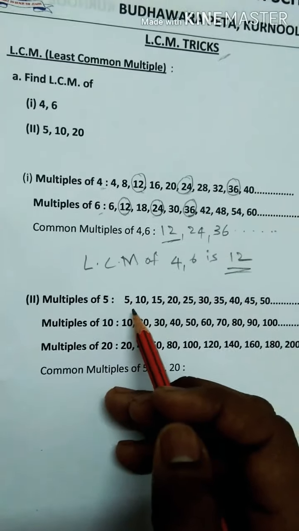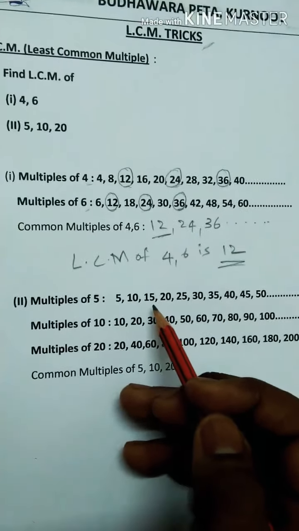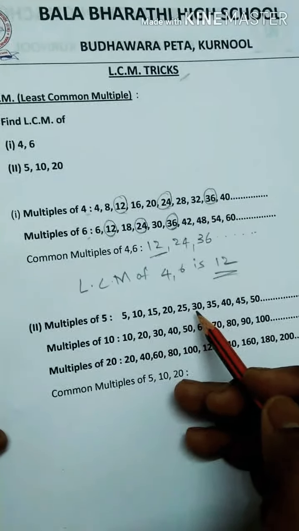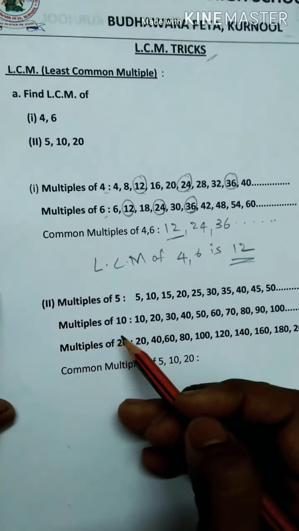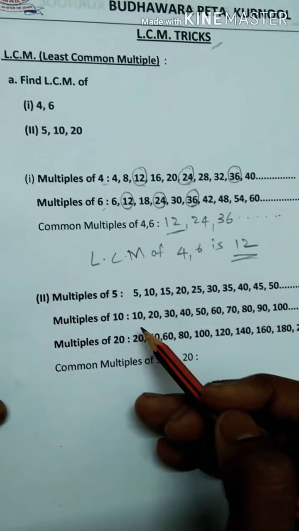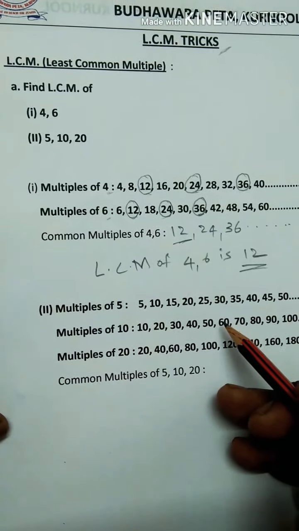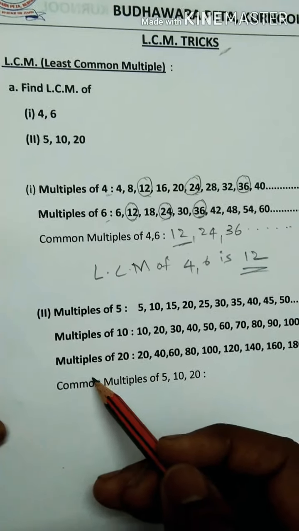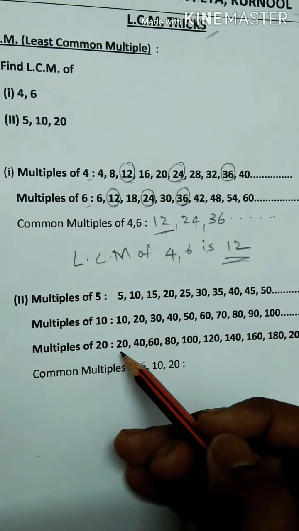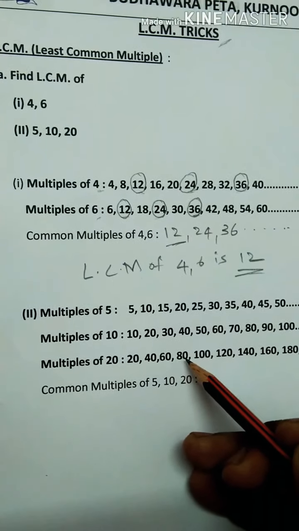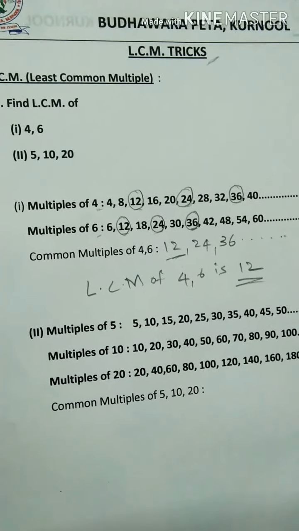multiples of 5: 5 ones 5, 5 twos 10, 5 threes 15, 5 fours 20, 5 fives 25, 5 sixes 30 and so on. Here multiples of 10: 10 ones 10, 10 twos 20, 10 threes 30, 10 fours 40, 10 fives 50 and so on. Here multiples of 20: 20 ones 20, 20 twos 40, 20 threes 60, 20 fours 80, 20 fives 100 and so on.